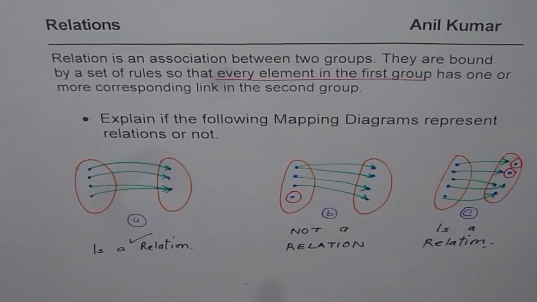So whenever you're looking for a relation, remember that every element in the first group should be associated with elements in the second group. There could be more elements in the second group which are not associated, but still it forms a relation, right? So that is a very important criterion to understand.